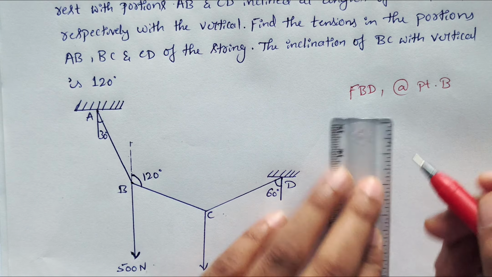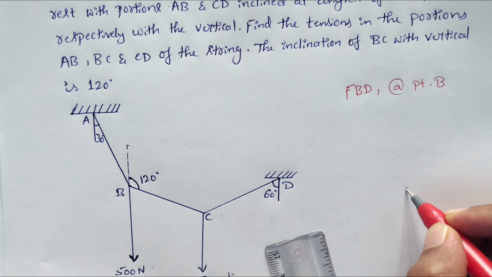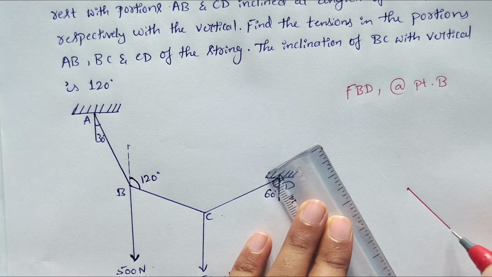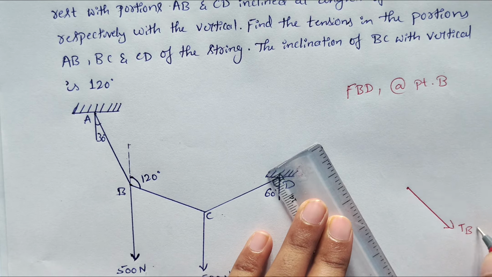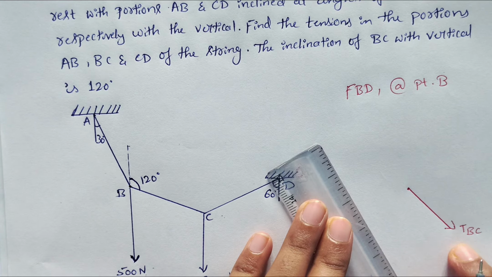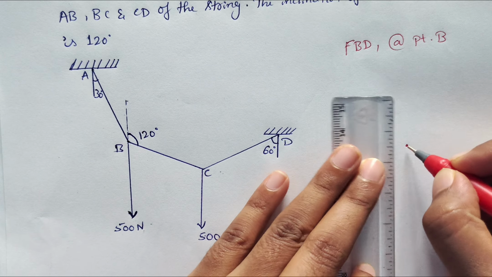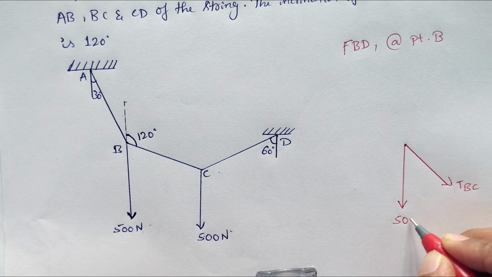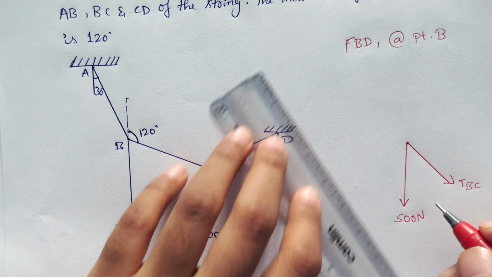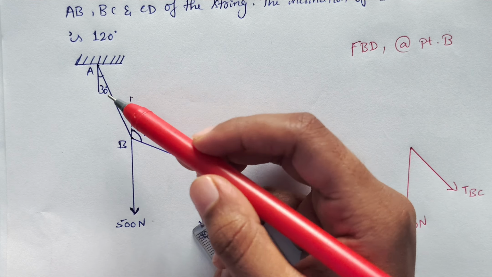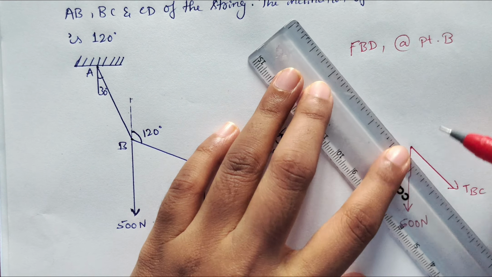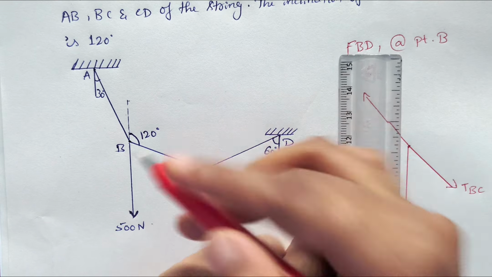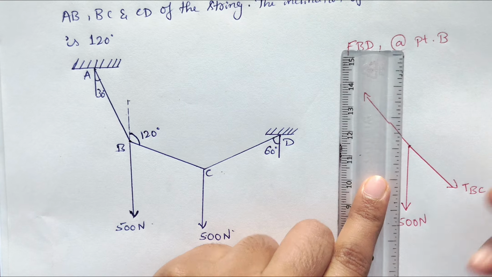Okay, so now I'm drawing this. The B point is here, and this one is TBC. And next below that the force is there, the weight, 500 Newton. And next see here, another force is there, I mean another tension force, in this direction. Now here they have given the degree, so I'm just drawing it.